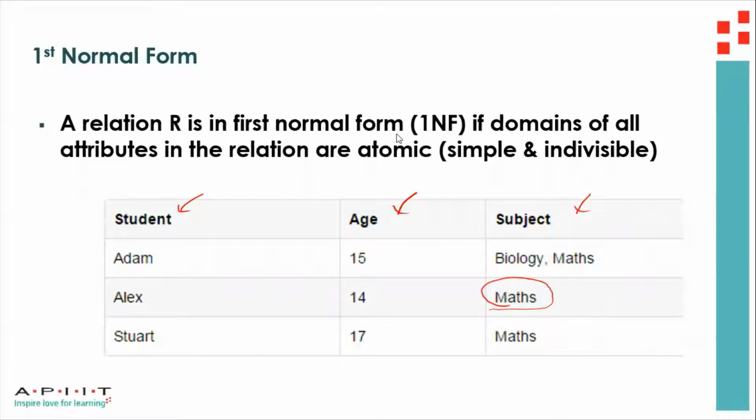Multi-valued attributes. If you have multi-valued attributes like this, this relation is not in the first normal form. But if you remember, when you are mapping your ER diagram, if you know the correct theory of mapping a multi-valued attribute into a relational mapping, you won't get any tables like this. You won't get any relations like this.